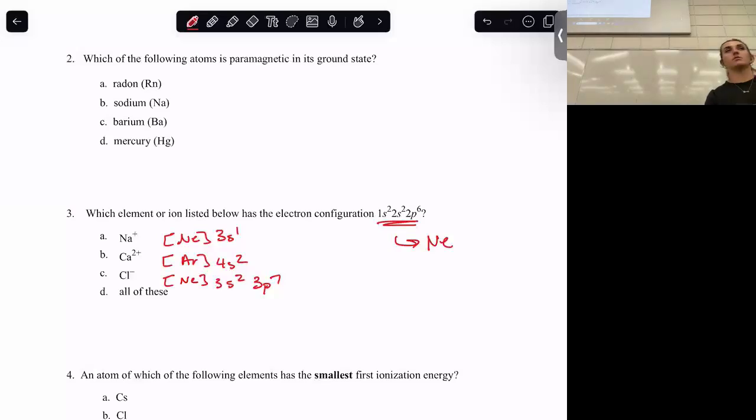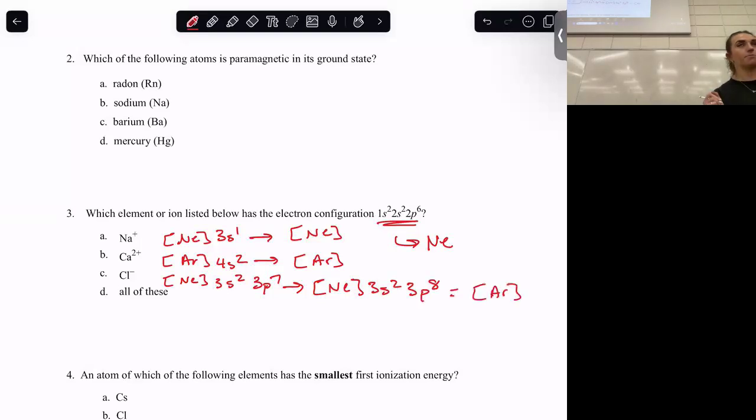For sodium plus, are we removing or gaining an electron? We're removing. So what does this turn into? Just neon. For calcium 2 plus, are we gaining or removing an electron? We're removing, how many? 2. So what does this turn into? Argon. And for chlorine minus, are we gaining or losing an electron? We're gaining. So what does it turn into? Yep, it would be neon 3s2 3p6, which is now equivalent to argon. So which one matches neon? A.